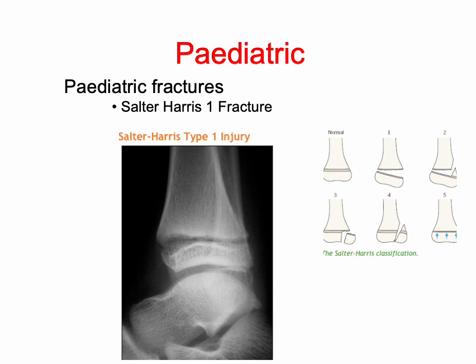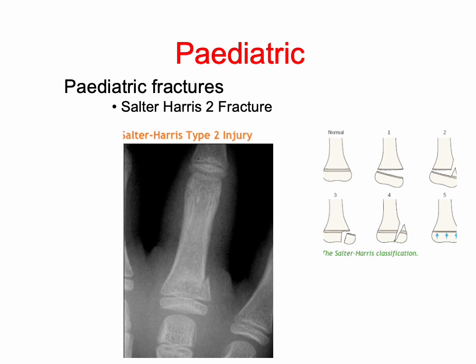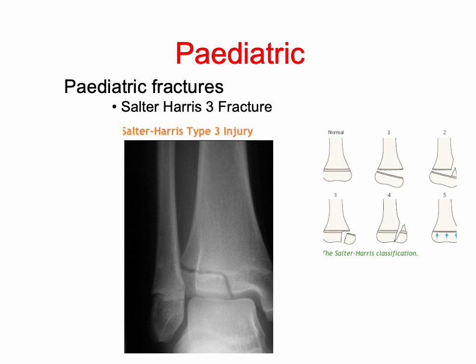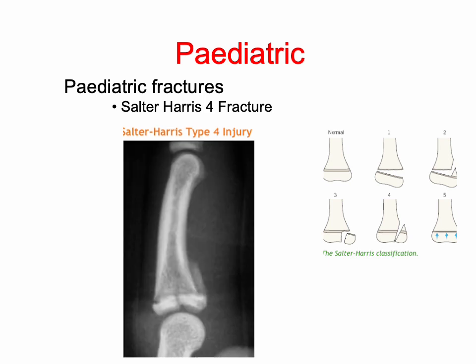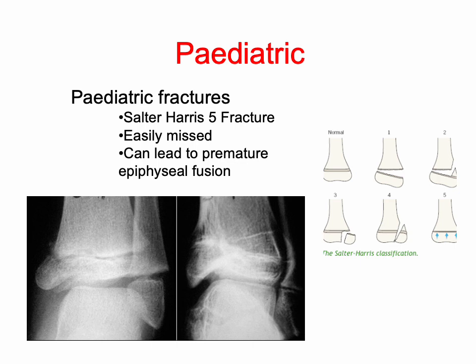So like I said, a type 1 Salter-Harris fracture is a fracture through the growth plate. So we've just got widening of the anterior growth plate here. Type 2 involves the metaphysis and the growth plate. Type 3 involves the growth plate and the epiphysis and is intra-articular. Type 4 involves above and below the growth plate, so the metaphysis, physis, and epiphysis, and again is intra-articular. And type 5 is a compression of the growth plate and causes damage to the growth plate through compression, and can lead to premature fusion.